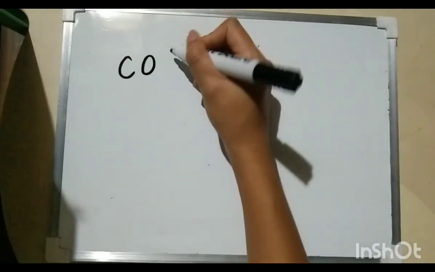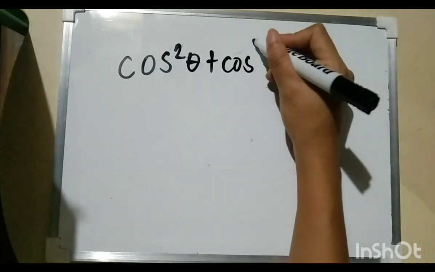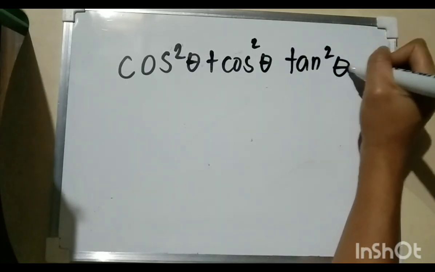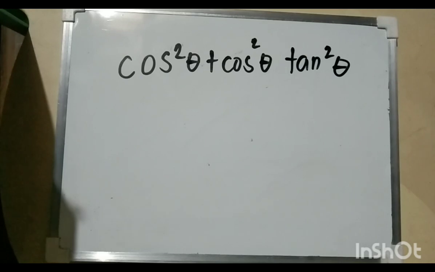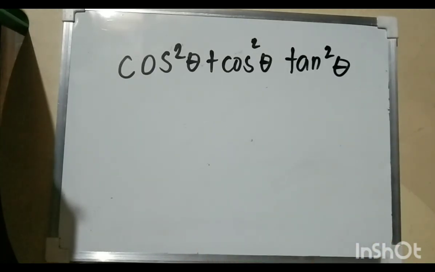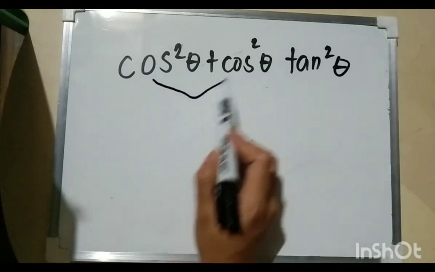For our second example, we have here cosecant squared theta plus cosecant squared theta times tan squared theta. This trigonometric expression is very familiar since we have a Pythagorean identity. In this expression, we can see that there are two common terms.